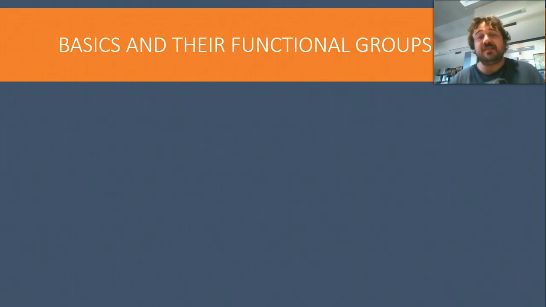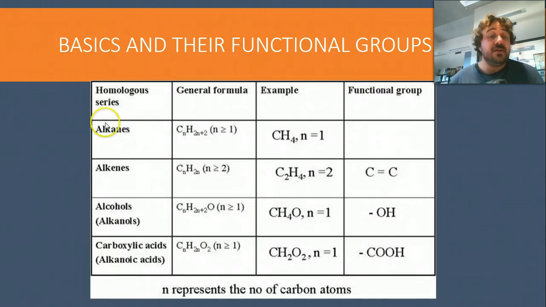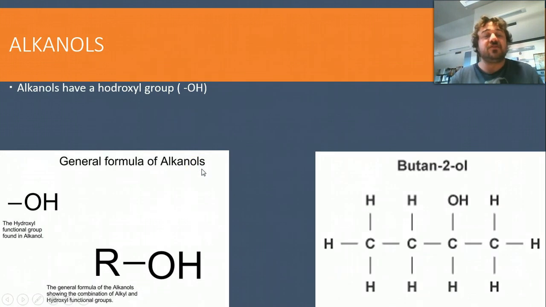Alright, so basics and their functional groups. We've seen these before. You've got the alkanes, the alkenes, alkanols. Again, carboxylic acids can disappear. You don't need those. And you should know what an alkyne is. And the basic structural formula for an alkyne is CnH2n minus 2.